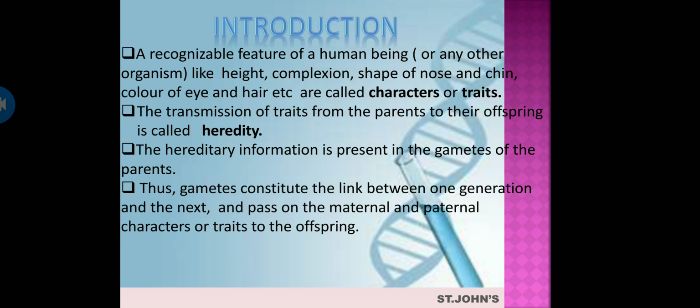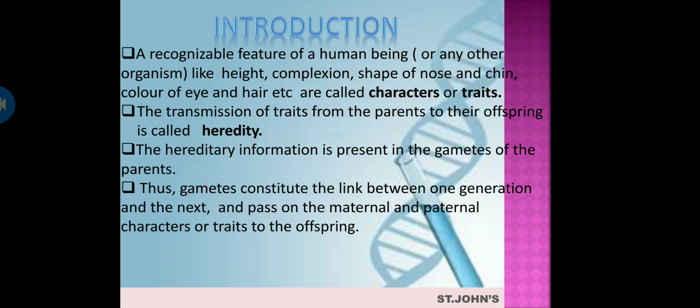And what are these gametes? These are reproductive cells. Generally you have two types of gametes, a male gamete and a female gamete. The male gamete is the sperm cell and the female gamete is the egg cell, or you call it the ova. So all these are basic concepts. And the next one is, thus gametes constitute the link between one generation and the next and pass on maternal and paternal characters or traits to the offspring.